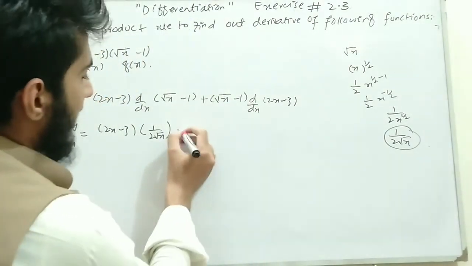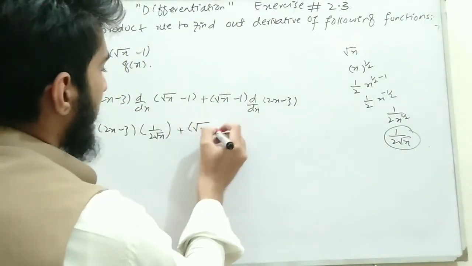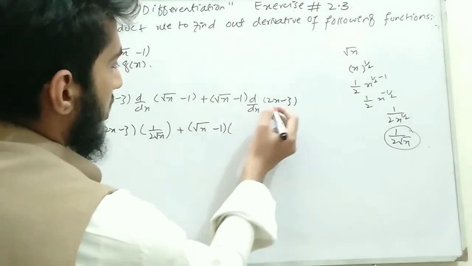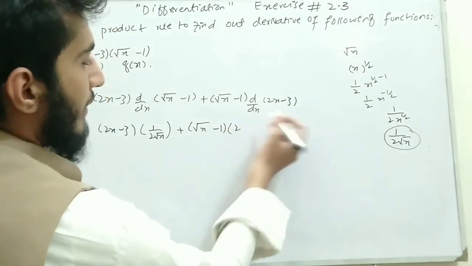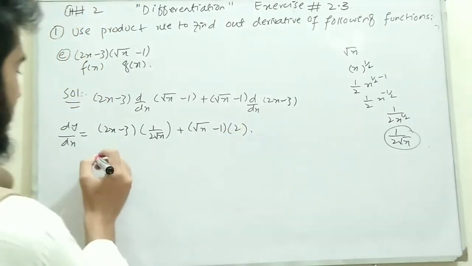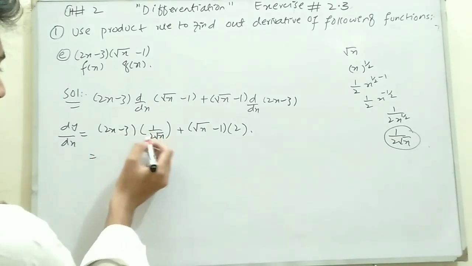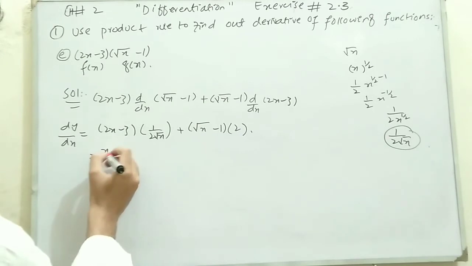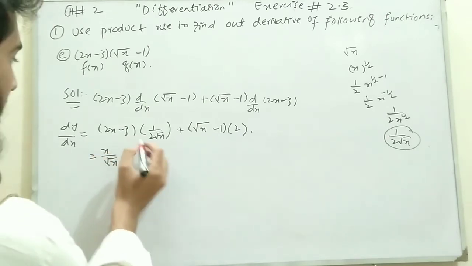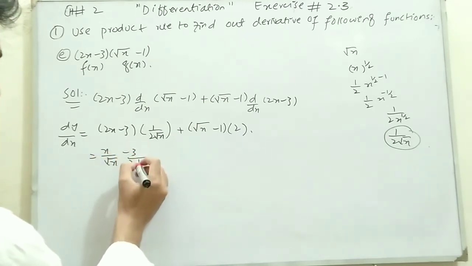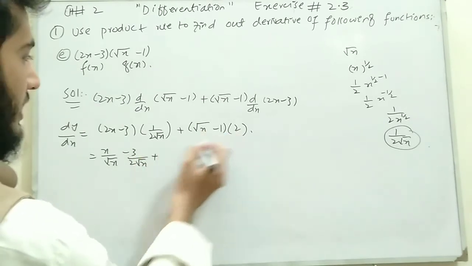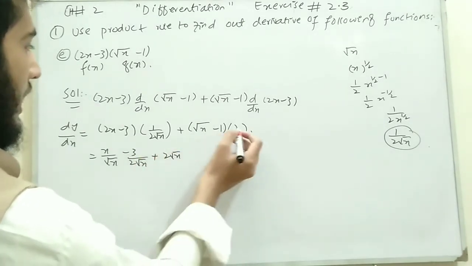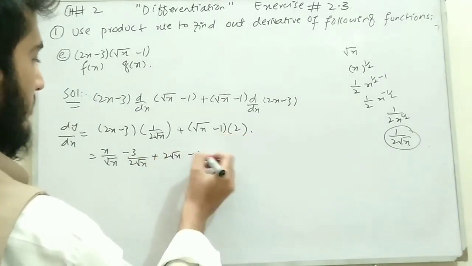After this, plus second function root x minus 1 times the derivative of this function, so it becomes 2, because the derivative of 2x is 2 and the derivative of negative 3 is 0. After simplification it becomes 2x multiply 1 over 2 root x, so 2 will cancel out with 2, we are left with x divided by root x. And after this it becomes minus 3 divided by 2 root x, and plus root x multiplied by 2 gives us 2 root x, and minus 1 multiplied by 2 gives us minus 2.